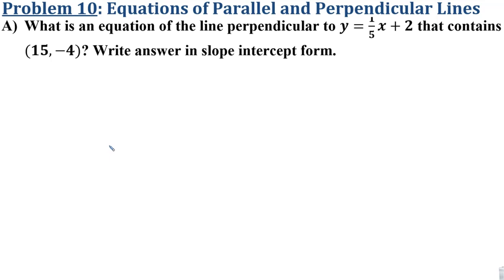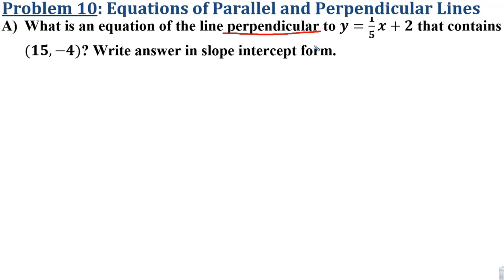All right, then last thing we're going to look at is writing the equations of parallel and perpendicular lines. Problem A says, what's the equation of a line perpendicular to y equals 1/5 x plus 2 that contains the point 15, -4? Write the answer in slope-intercept form. Now, we've already done a problem just like this. The only difference is when we say we want something parallel or perpendicular to another line, that's just another way of giving you what the slope's going to be.